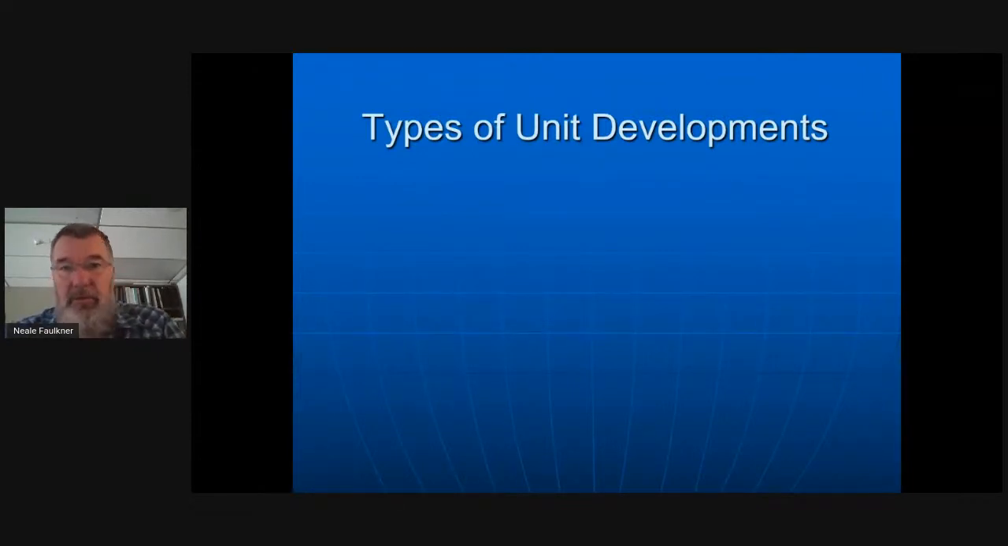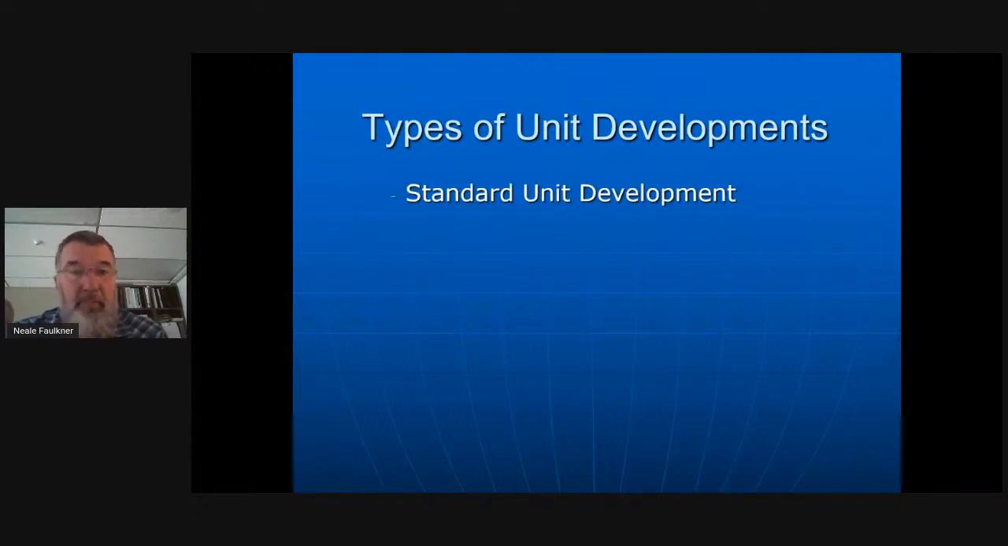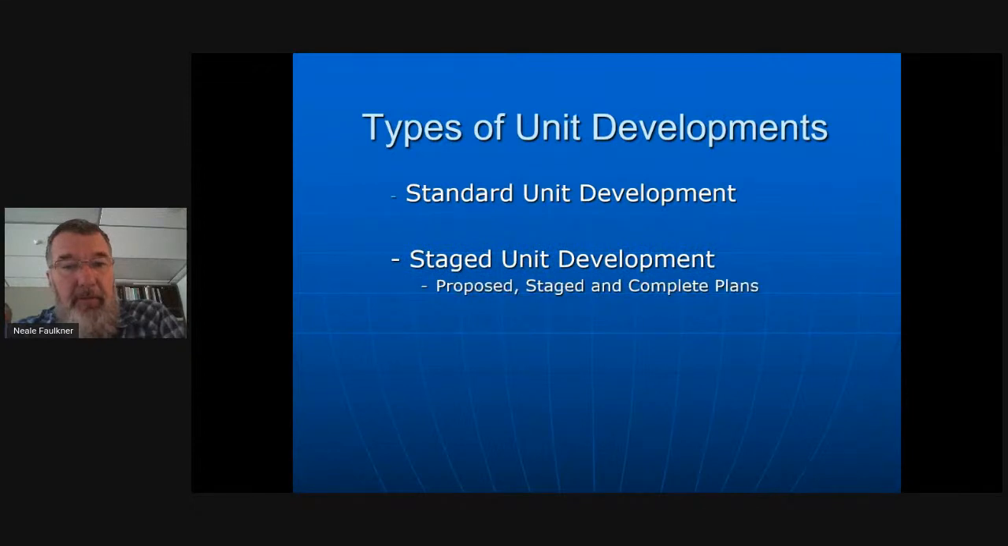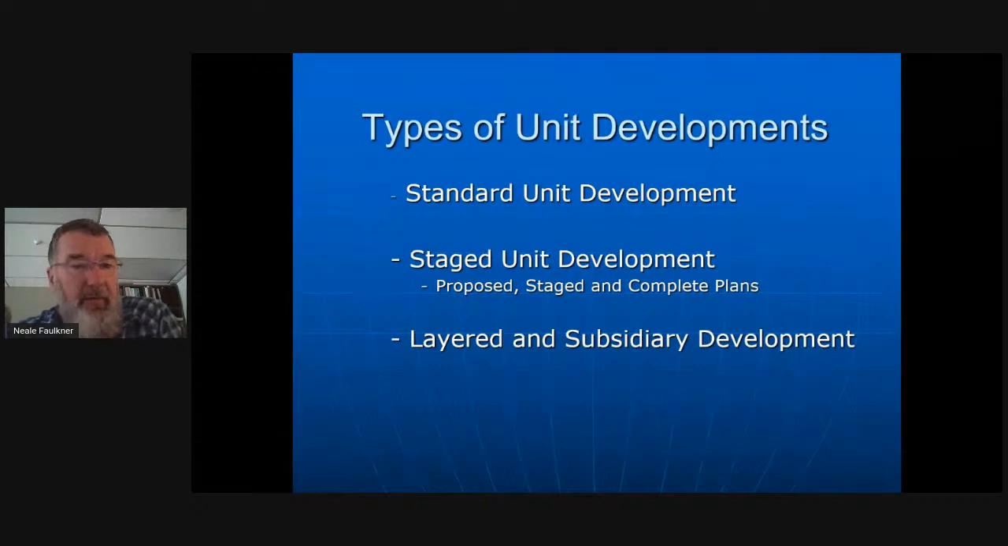So there's a number of types of unit developments under the Unit Titles Act. We've got a standard unit development, a staged unit development, and that can be proposed, staged, and complete. When you do a staged plan, you do a proposed plan, one or a series of staged plans, and a complete plan. Or you can do layered developments, which have subsidiary unit title subdivisions within them. So you have a head plan, a subsidiary plan, and a parent plan. We're going to go into all of these in more detail in a minute.